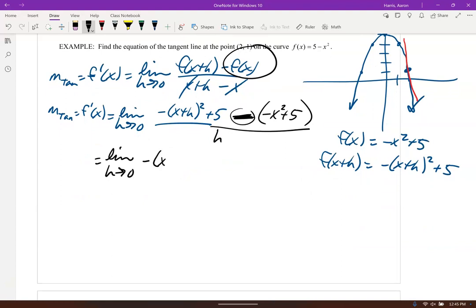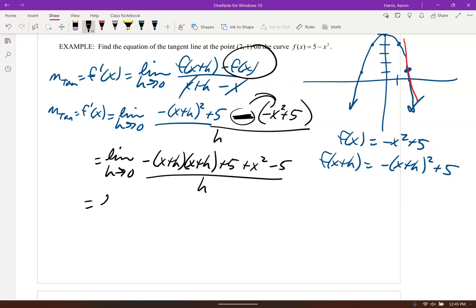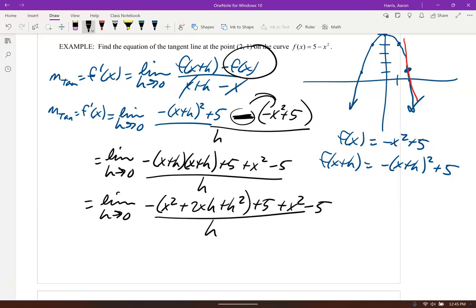Now I'm going to expand this. Negative (x plus h) squared plus 5. I'm going to distribute that. So plus x squared minus 5, all over h. So I have x squared plus xh plus hx, so two of these xh's, plus h squared, plus 5 plus x squared minus 5, all over h.